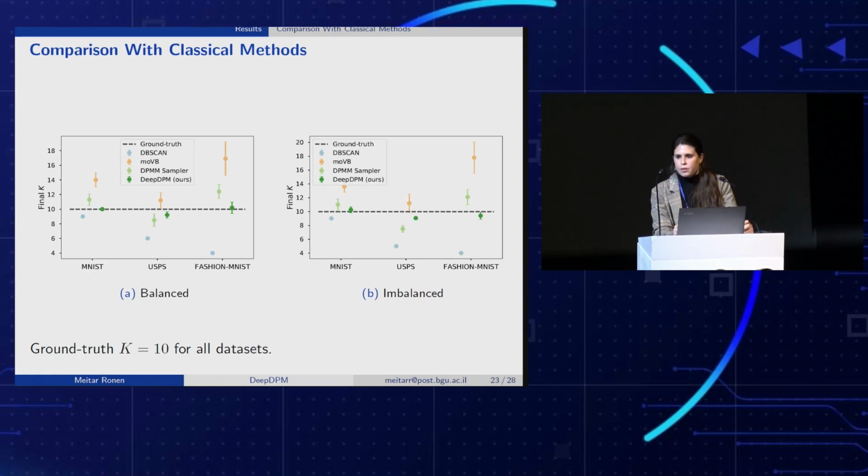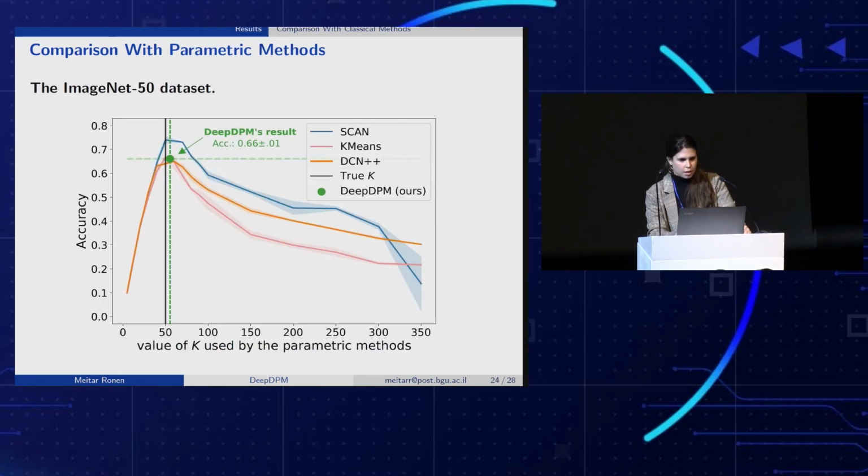Also, when comparing to the other non-parametric methods, you can see that our method here in dark green achieved the most accurate estimation of the final number of clusters. And this is the same slide we saw in the introduction, where we saw the three parametric methods. Here we also added our result. And just to remember, we do not need to run on all the values of K, we need to run only once because our method infers it. And you can see that we get comparable results, but SCAN outperforms us. And we can see that we get a pretty accurate estimation of the number of clusters.